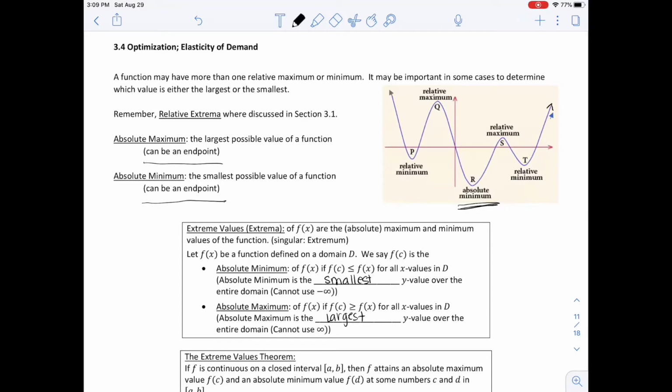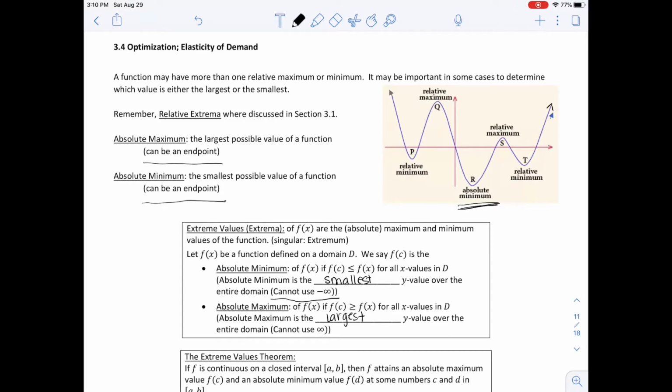Extreme values, or extrema, of f of x are the absolute maximum and minimum values of the function. Singular would be extremum. Let f of x be a function defined on domain D. We say f of c is the absolute minimum of f of x if f of c is less than or equal to f of x for all x in our domain. So the absolute minimum is the smallest y value over the entire domain, and we cannot use negative infinity. So that's why those endpoints are good to look at.